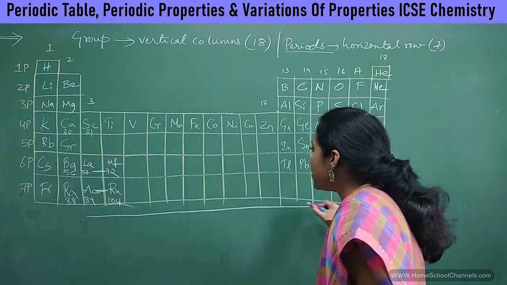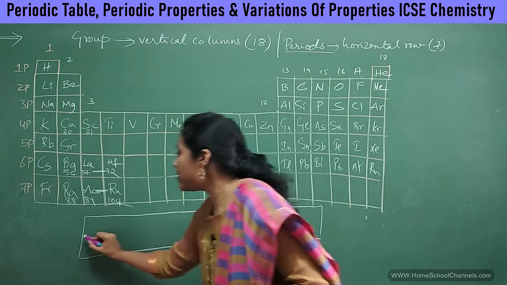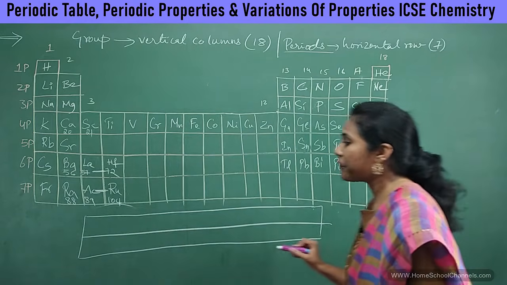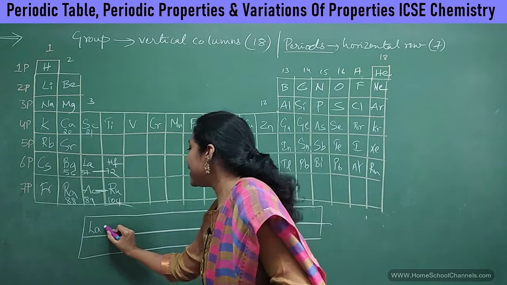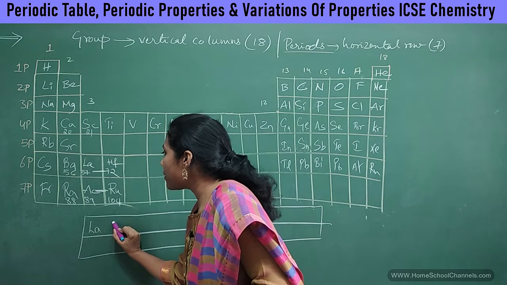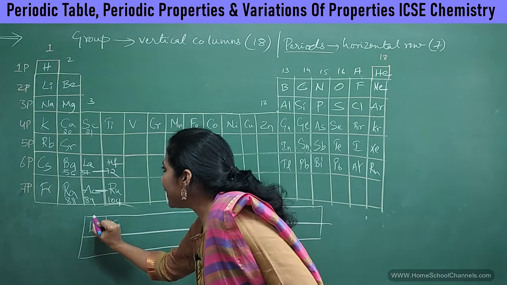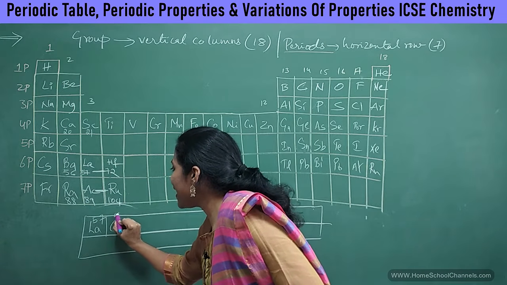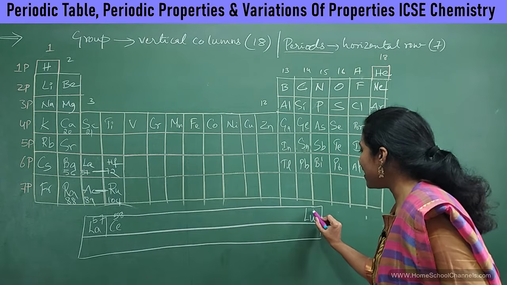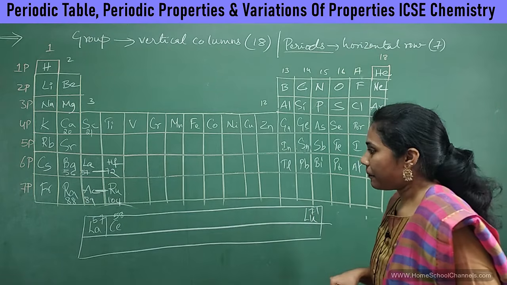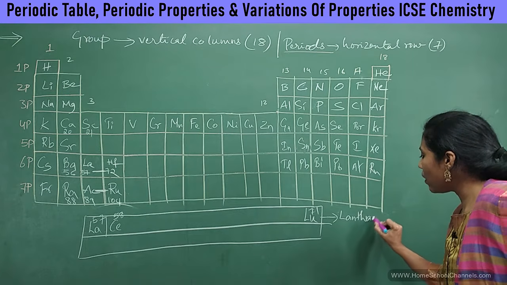So observe here, in your textbook, there are two special rows mentioned below the periodic table. The first row includes the elements from lanthanum. After lanthanum comes the element cerium. Lanthanum has atomic number 57, cerium has atomic number 58. So from cerium to lutetium, which has atomic number 71, these elements are called lanthanides.